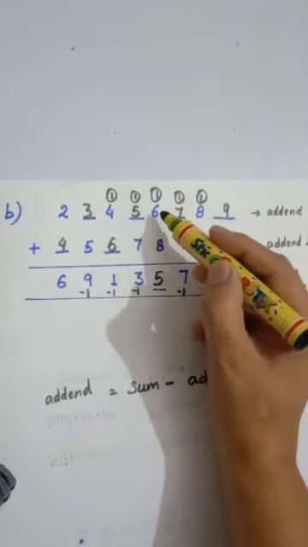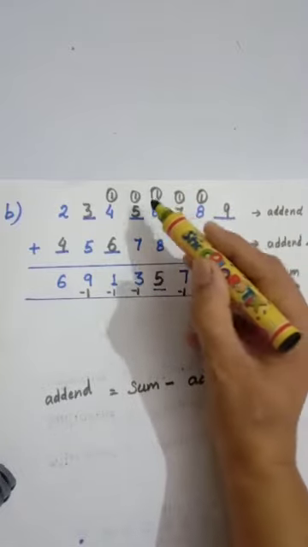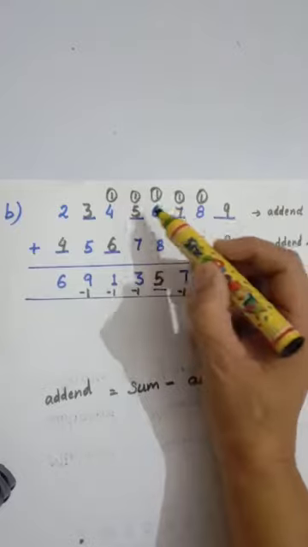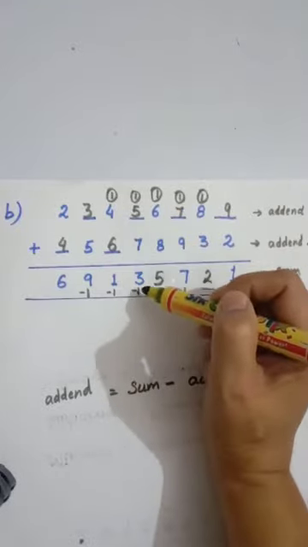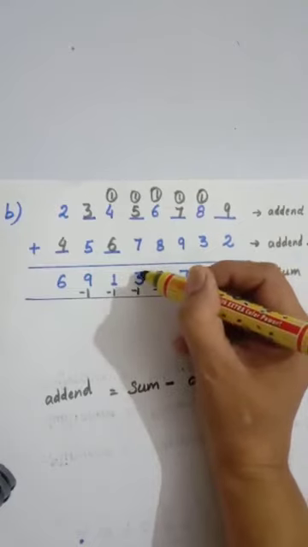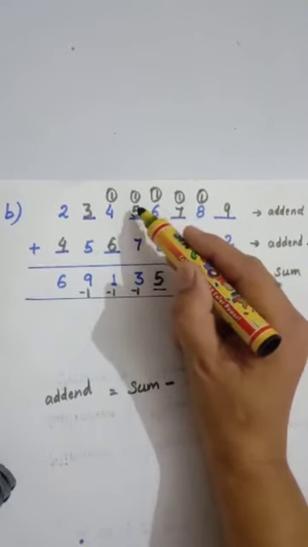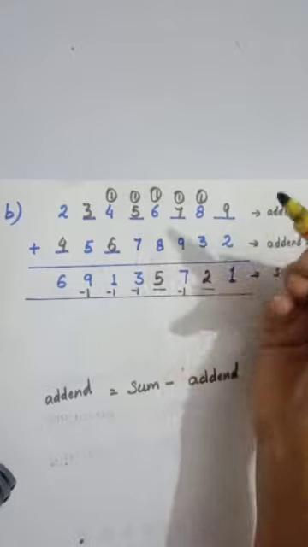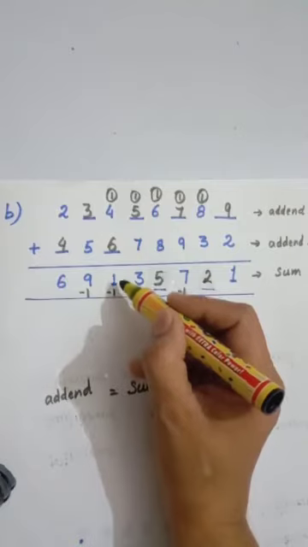Here also, now 1 is carried over, 6 plus 1 plus 8 is 15, 1 carried over. So similarly we have to find here the addend, so we will subtract 1. So here 12 minus 7 is 5, so 5 will come here. So 5 plus 1 plus 7 is 13, 1 carried over.